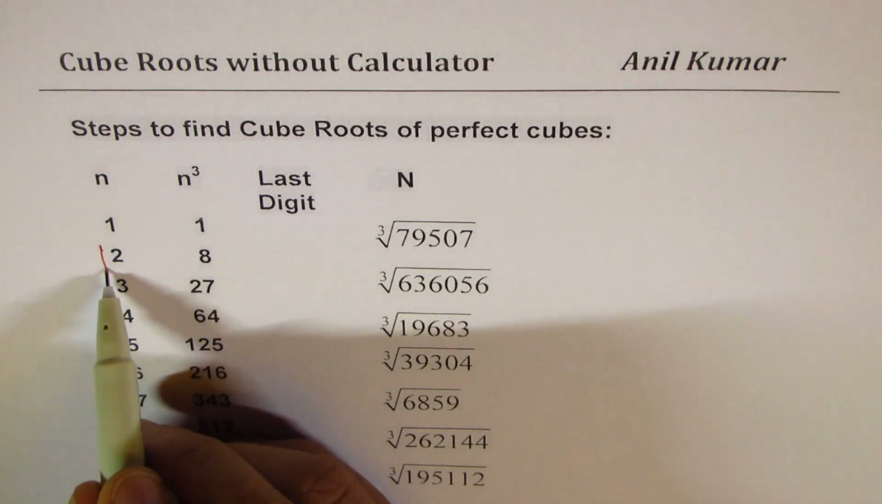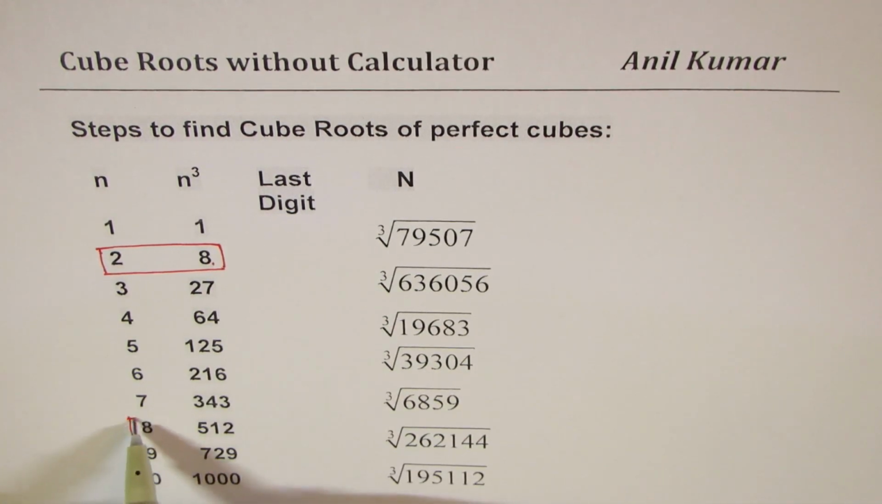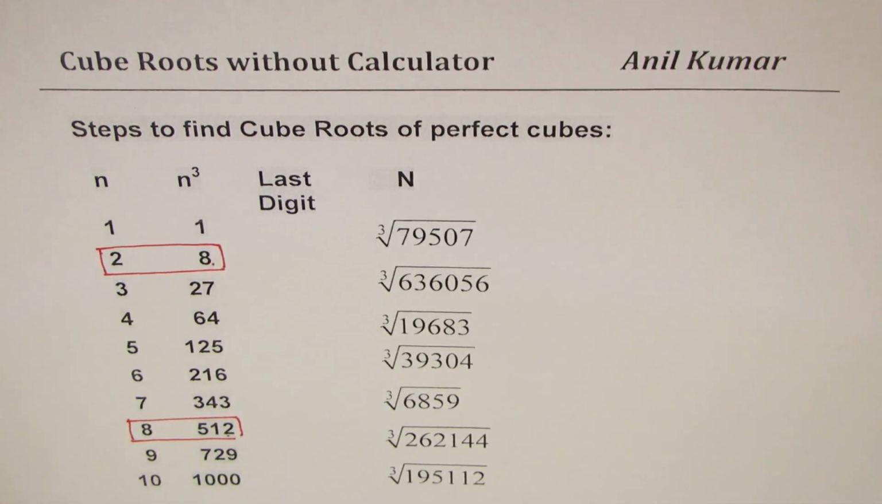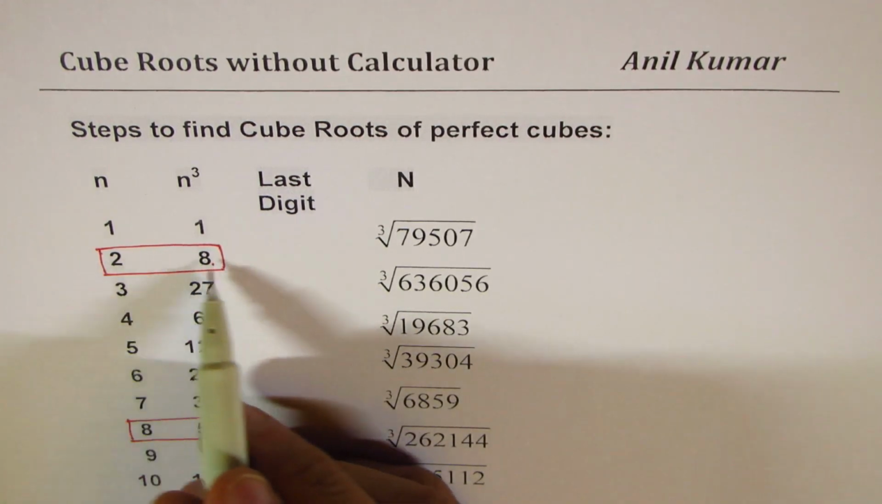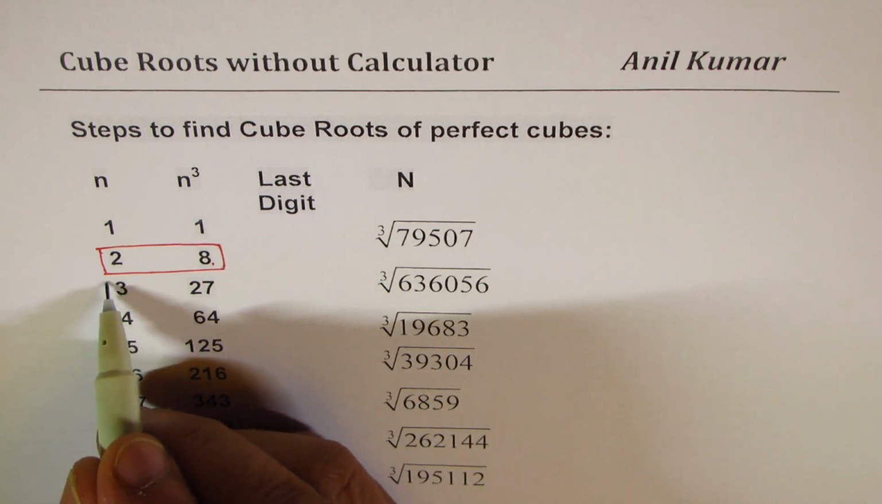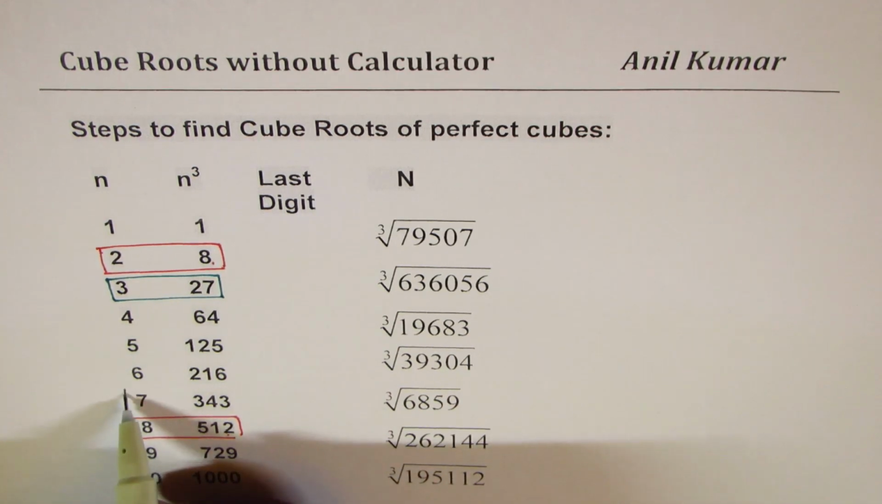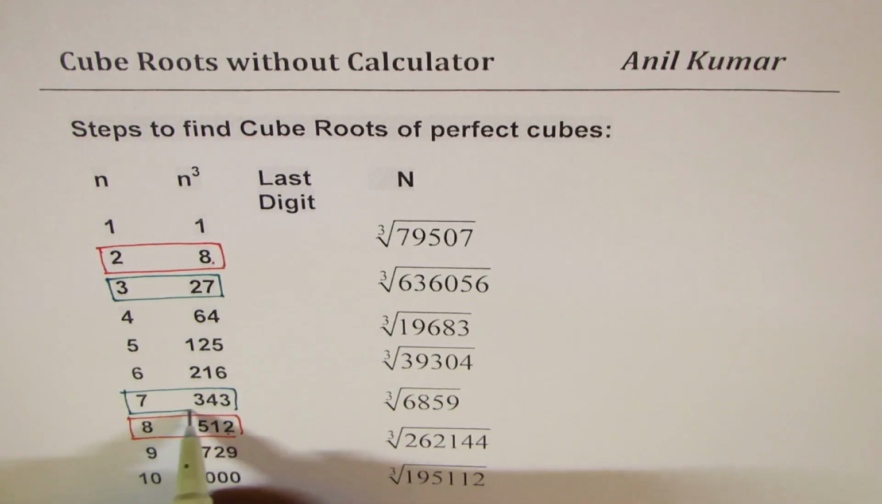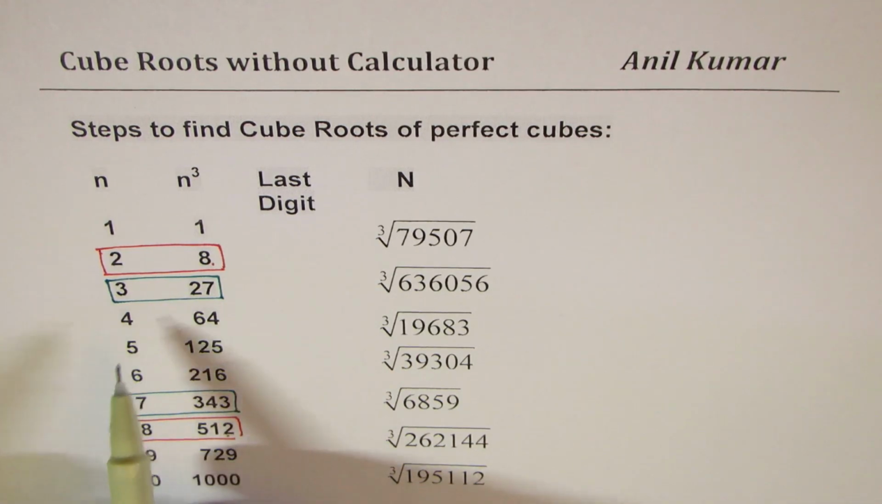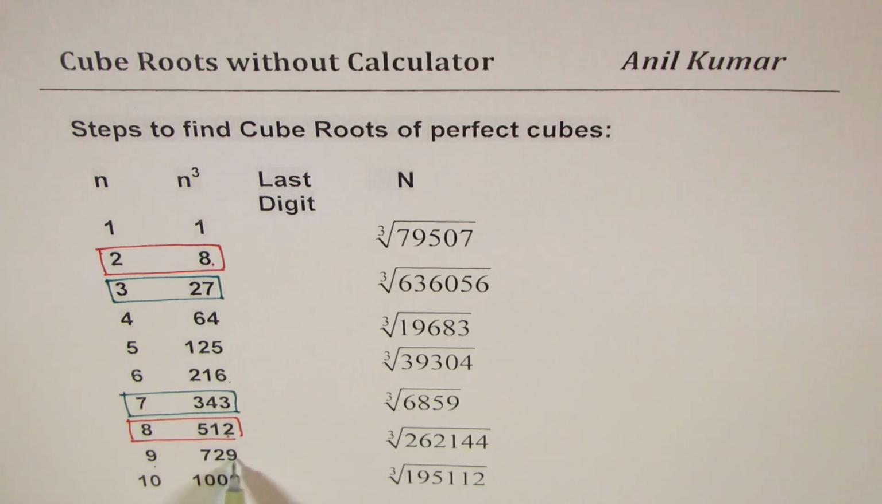For example, for 2, the last digit is 8. Similarly, for 8, the last digit is 2. Do you see that? So that is flipped. We also have a flip for 3 and 7. For 3, the last digit is 7. Similarly, for 7, the last digit is 3. But for all others, 1, 1, 4, 4, 5, 5, 6, 6, 9, 9, 0, 0. So that is how the last digit is for each number.